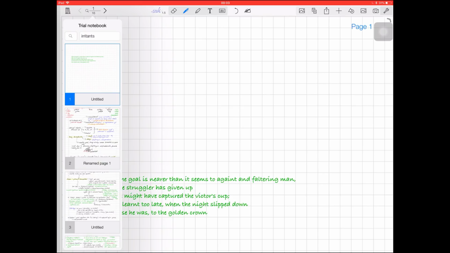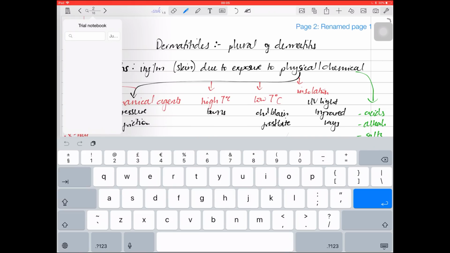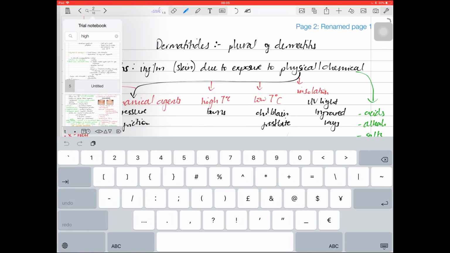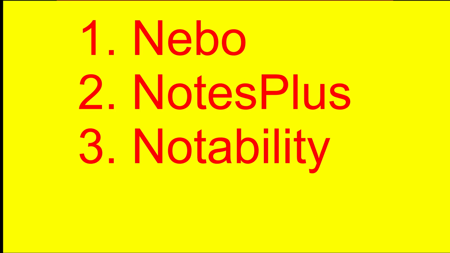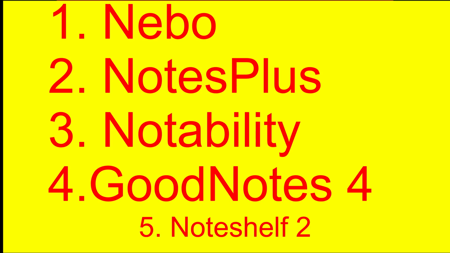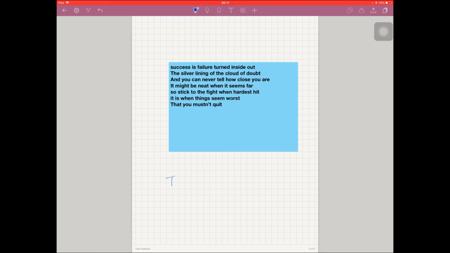To rank these applications according to OCR capabilities, on number one we have Nebo, on number two we have Notes Plus, number three we have Notability, on number four we have GoodNotes 4, on number five we have Noteshelf.